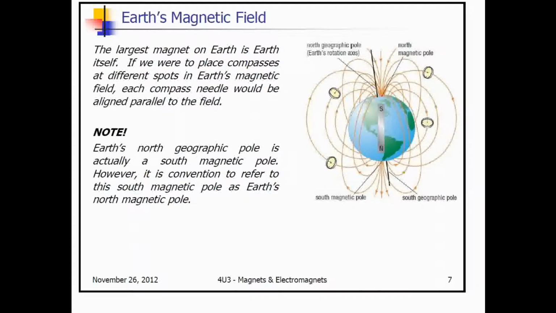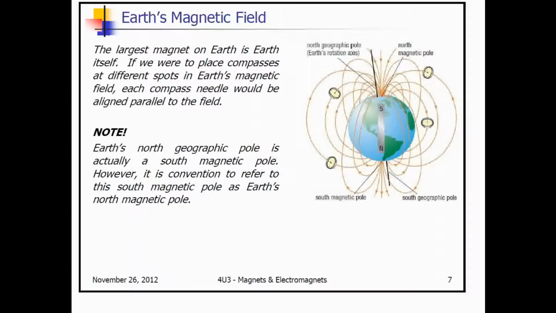So the Earth is a magnet. It's the largest magnetic field on Earth. If we were to place a compass at different points on the Earth's magnetic field, the compass needle would be aligned with the magnetic field at that point. Now, the interesting thing with Earth is that the Earth's north pole, geographically, is actually a south pole. So whereas you hear that compasses point to the north, they point to the geographic north.